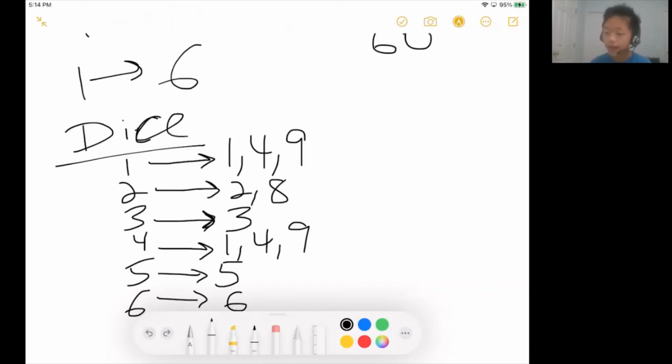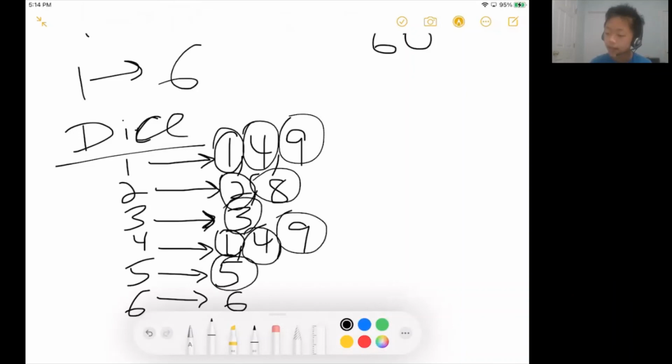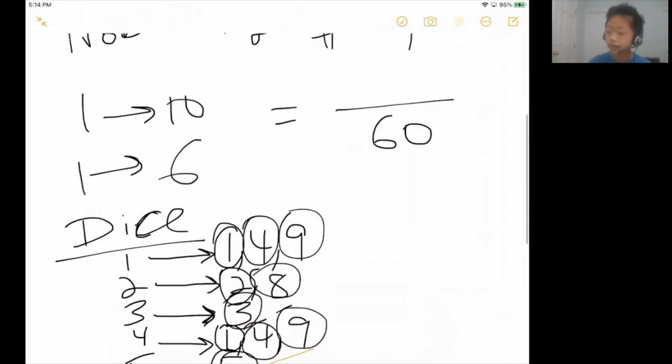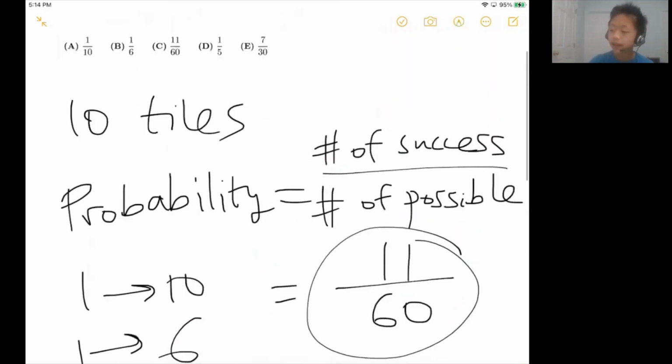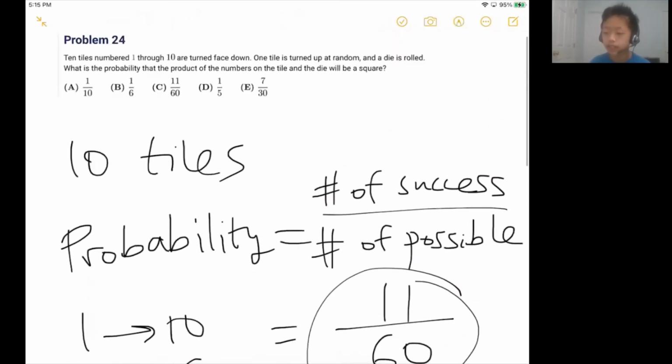Now to get our answer, we just count the number of successes: 1, 2, 3, 4, 5, 6, 7, 8, 9, 10, and 11. That tells us there are 11 ways to get a product that's a perfect square, so the number of successes is 11. So the probability is 11 over 60, and that gives us choice C, which is the correct answer.